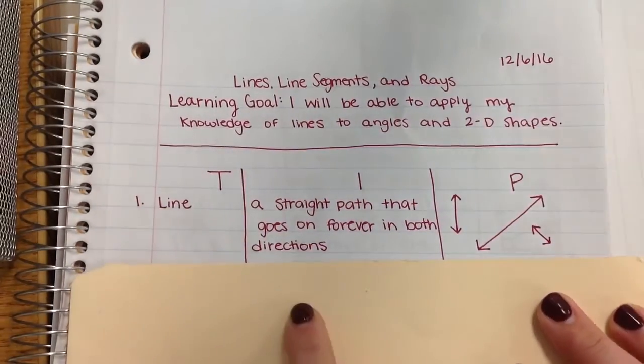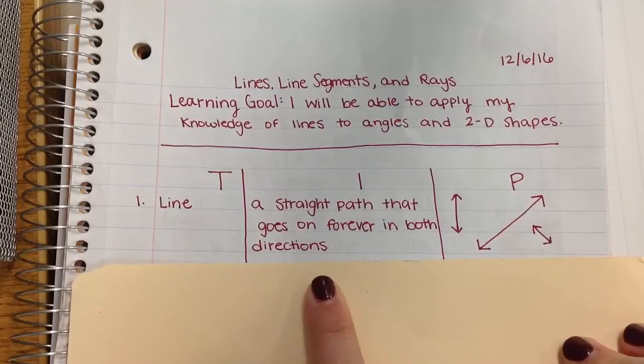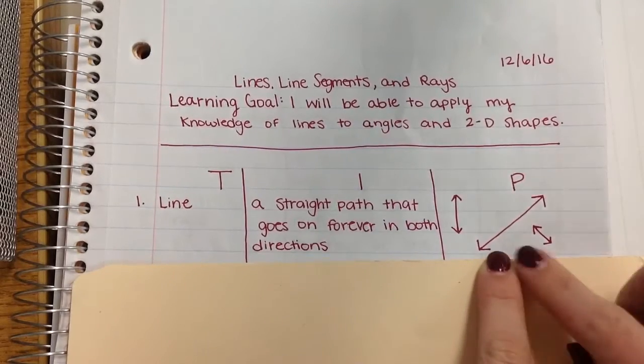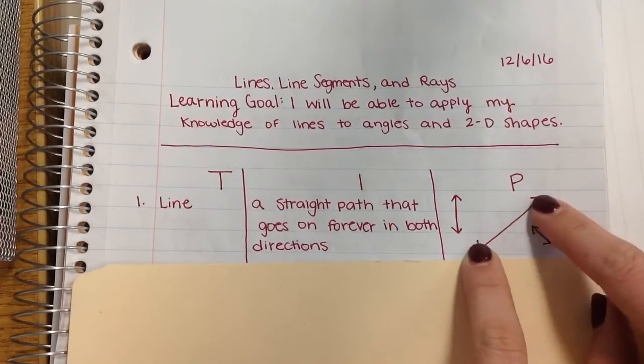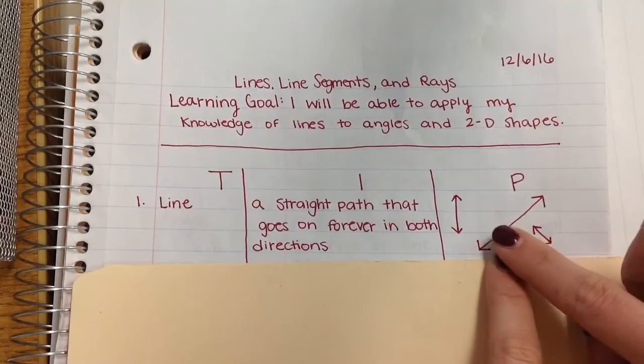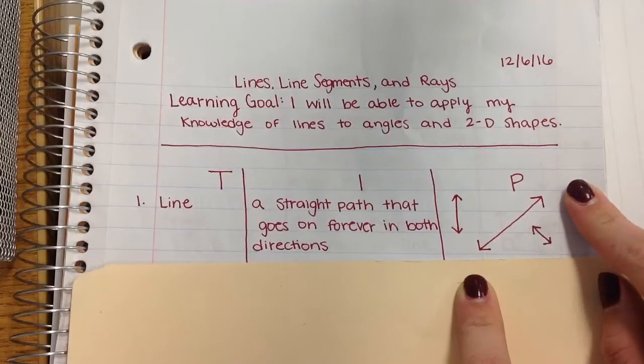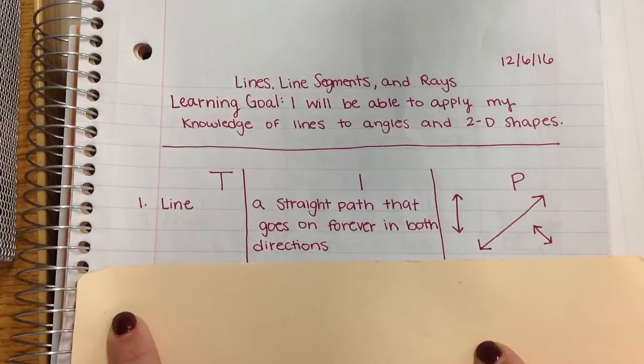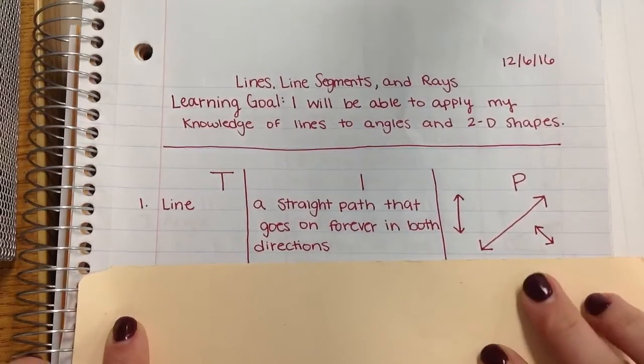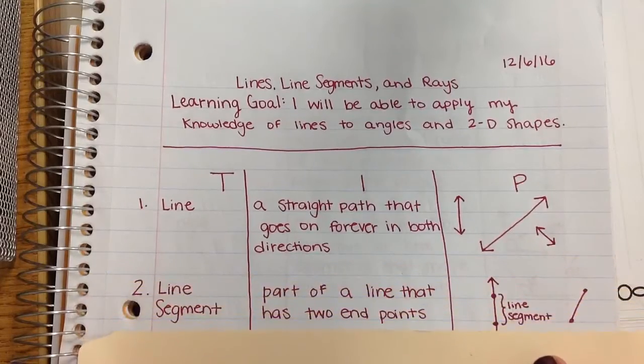A line is a straight path that goes on forever and ever in both directions. So here are my pictures of lines. Notice that I have arrows on both ends to show that my line goes on forever in both directions. Pause your video to get your information copied down and press play when you're ready to begin again.